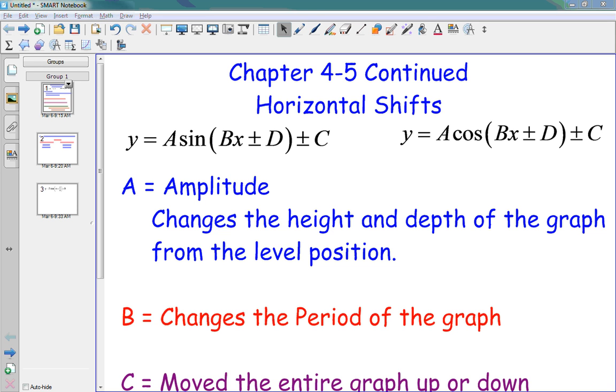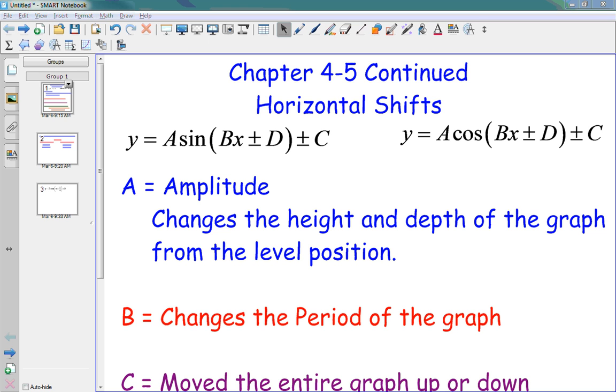Okay, chapter 4-5 continued is the horizontal shifts. Now I broke this down into two separate sections for you guys because it's important for you to understand the amplitude, what that does. It's important for you to understand the B value, which changes the period. And then it's important for you to understand the C value, which shifts it up and down.